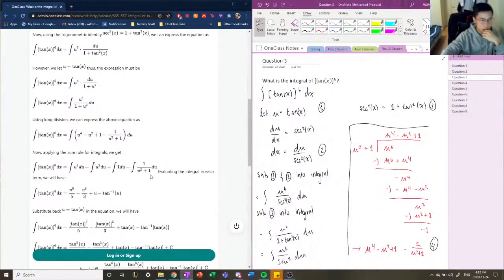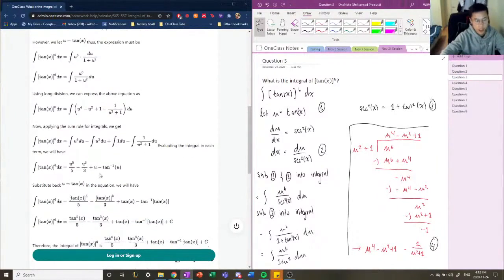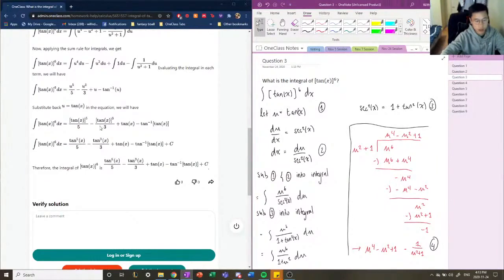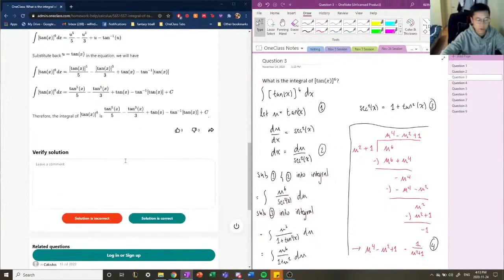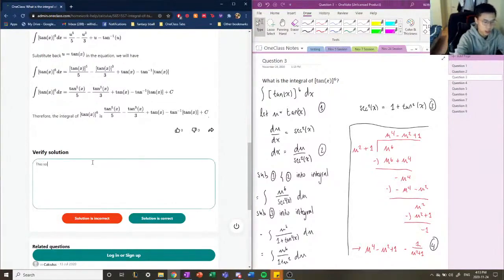And we know for a fact that arctan, or tan inverse, is the integral of 1 over u squared plus 1. By doing so, we have found our integral. We added a constant in, and we subbed back u in, and we've now found our integral in the end, which is tan to the power of 5 divided by 5 minus tan to the power of 3 divided by 3 plus tan x minus tan inverse of tan x plus constant c. So this solution is correct.